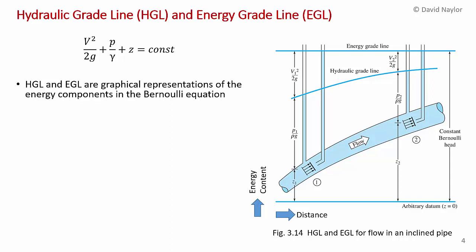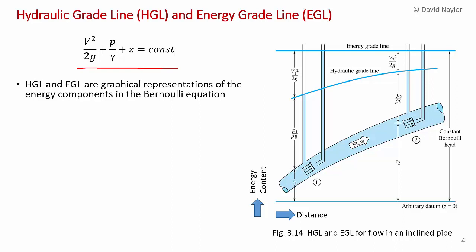So now we can get to the definitions of hydraulic grade line and energy grade line. And what I've done here is I've reproduced the form of the Bernoulli equation that we're going to use. In this form, each of the terms has units of meters and can be interpreted as a head. As I mentioned in the introduction, hydraulic grade line and energy grade line are graphical representations of the energy components of the Bernoulli equation.